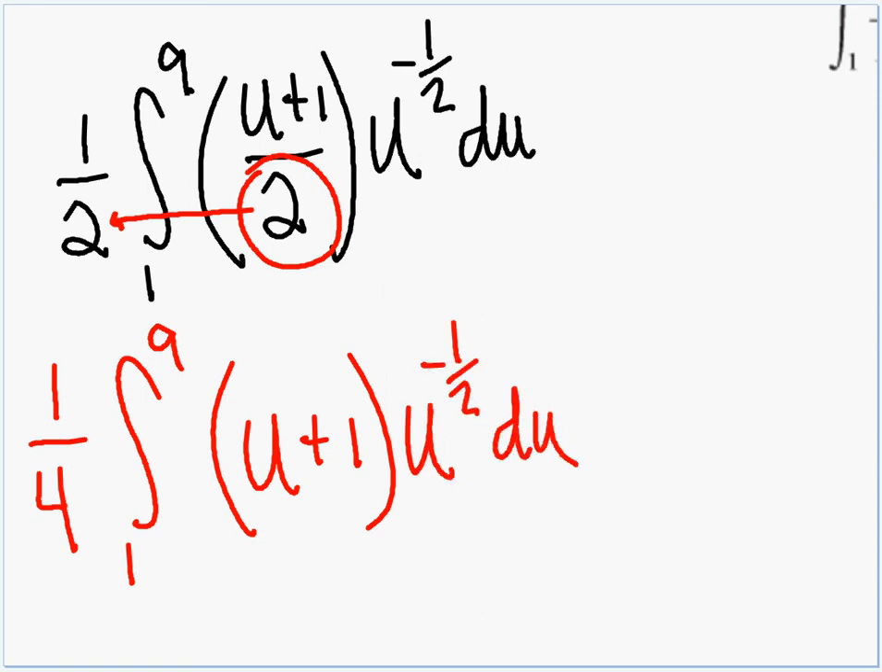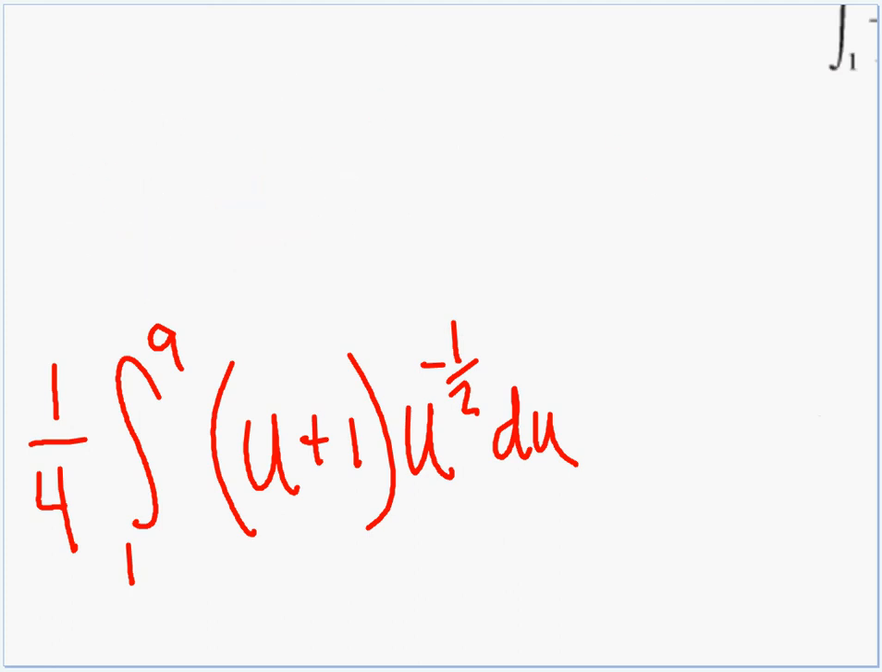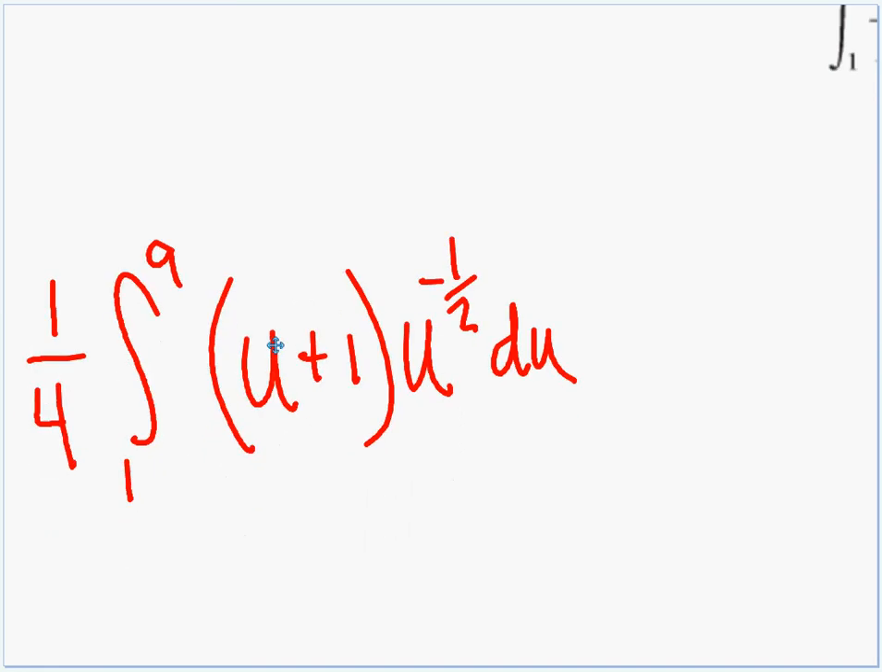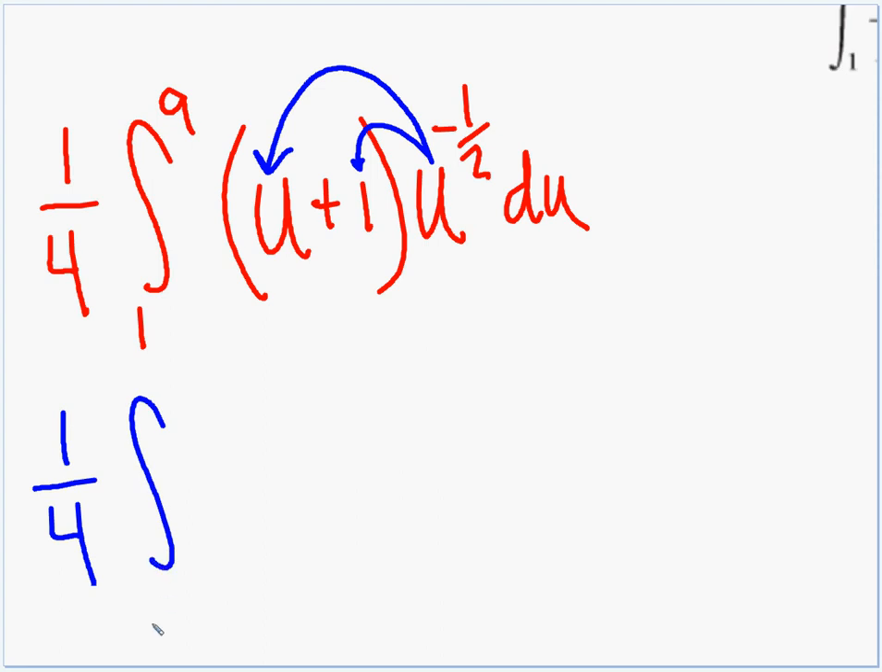Before we anti-derive, of course, we're going to distribute the u to the negative 1/2 that's outside in here, and we will add the exponents as we go. So this is now 1/4 from 1 to 9. When we distribute, we would add the exponents, 1 plus a negative 1/2. That'll be u to the 1/2, plus this will just be u to the negative 1/2 du.